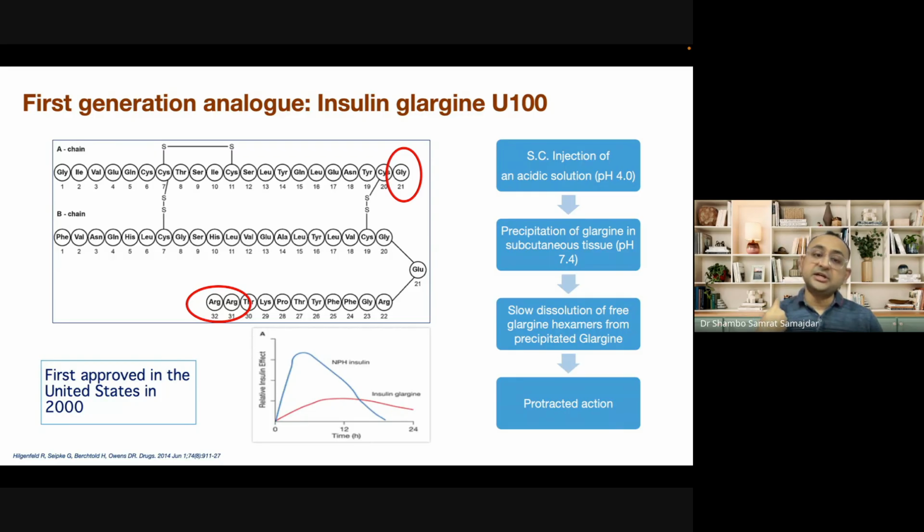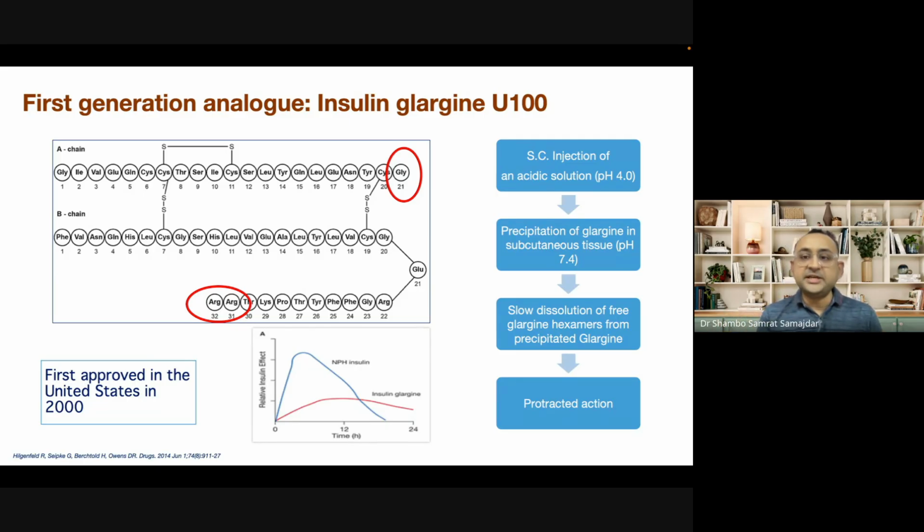So from 1936 to 2000, a long time. And you can see the highlighted changes in the A chain and B chain: arginine being introduced, and glycine being changed. So what happened?